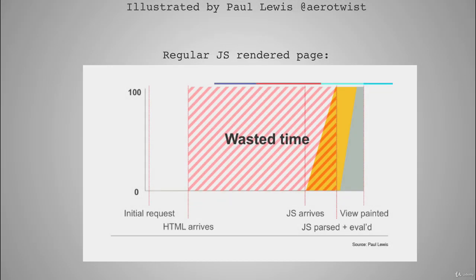The first chart we're going to look at is how a regularly JS rendered page looks. We have the initial request, the HTML arrives, and starting from there, we start requesting all our resources, including our large JavaScript file. The JavaScript file arrives, it then gets parsed and evaluated, and our view is finally painted, and we have interactivity. You see, it takes a long time to actually have a workable page. And we've already discussed this to bits.